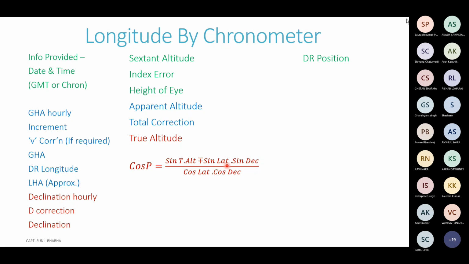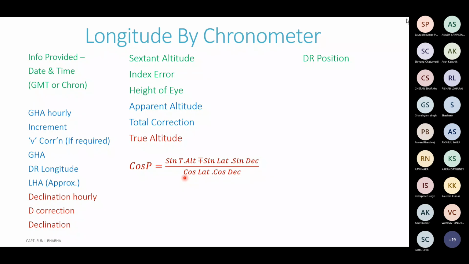The latitude used in the formula is the DR latitude. DR latitude is available to us as the DR position is known. Then we have declination. Declination has been calculated from the almanac information. We have the accurate declination with us. In the denominator, again, we have the latitude for which we use the DR latitude and the declination which is known to us. So you can see in this formula, all the terms on the right hand side are known to us.